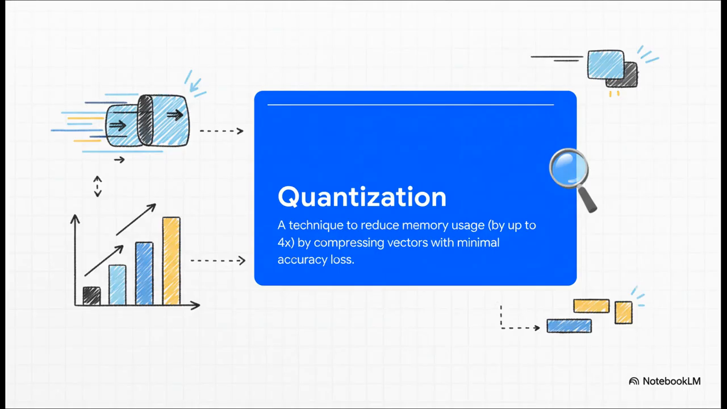All right, this next technique is a really cool one. It's called quantization. The best way to think about it is like compressing a giant photo into a smaller JPEG. The file gets way smaller, but you can barely tell the difference in quality. Quantization does exactly that for your vectors. It shrinks them down, which can cut your memory usage by something like 4x, with almost no hit to your accuracy. It's kind of magic.